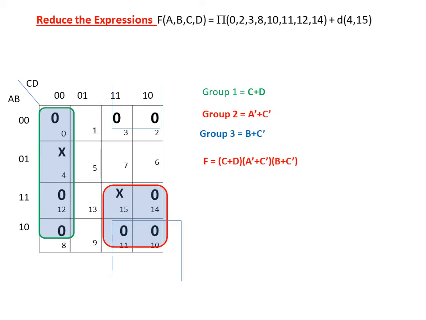Now in this one, the POS grouping, the don't cares are 4 and 15. Now we are making these 4 into one cell grouping, and these 11, 10 and 3, 2 into another grouping, and these 4, with the help of the don't care 4, we are making into a 4-cell grouping. Now the answer is C plus D, and for this one the answer is B plus C bar, and for this one the answer is A bar plus C bar. Thank you.